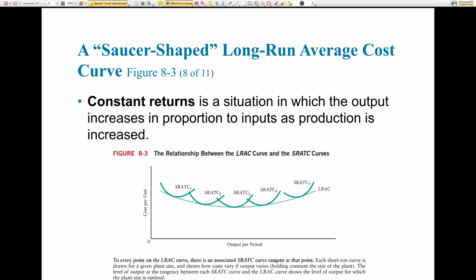So the fact that the long run average cost curve increases here is a bit more subtle, which is something I would like to talk about briefly later. This I would just want to give another example in which the output increases in proportion to inputs as production is increased.